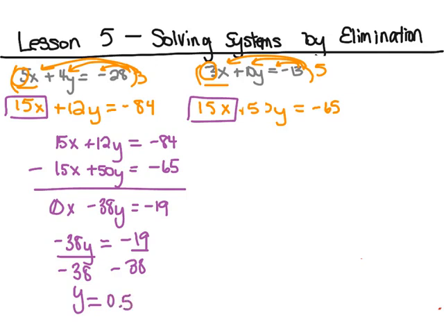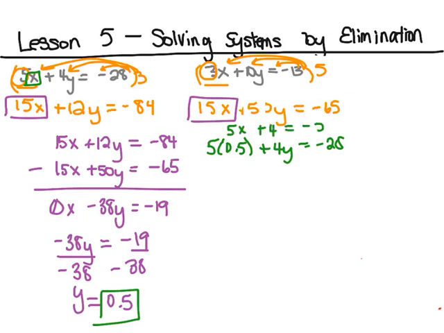Now we're going to substitute 0.5 back into an equation, and we can substitute it back into the original equation, so it's a little less work. So 5 times 0.5 plus 4y is equal to negative 28. That's from the equation 5x plus 4y equals negative 28.